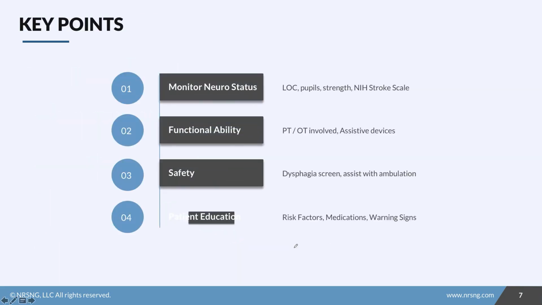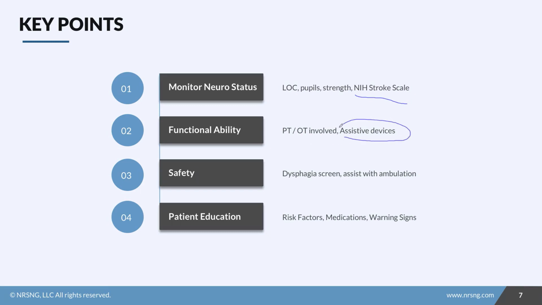So we have to teach those patients those things before they can even go home from the hospital after having a stroke. So just to recap, our priorities with these patients include monitoring neurostatus, including level of consciousness, pupils, strength, and their NIH stroke scale, which we've talked about a little bit. Now, we want to focus on functional ability and optimize it: get PT, OT involved, get speech therapy involved, get them assistive devices that they need so they can go home and start living a functional life. That's our whole goal, right? Is to progress them to be able to live a functional life.